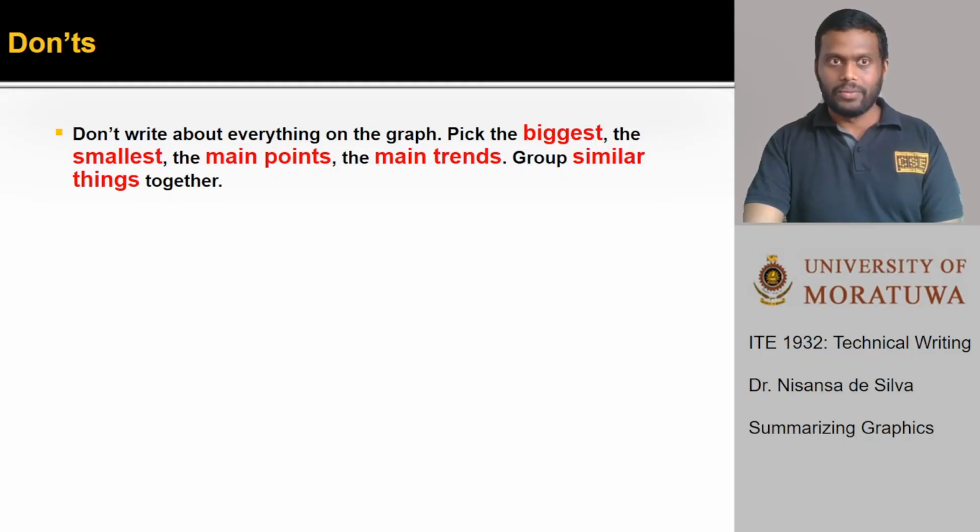Now, let's look at don'ts. Don't write about everything. Pick the biggest, smallest, main points, main trends, similar things, things that catch your eye. You do not need to give exact information to recreate the graph. That is not our objective. Our objective is to summarize the graph. Somebody reading your summary without seeing the graph does not have to have the ability to redraw the graph. So make sure you are only mentioning the important points.